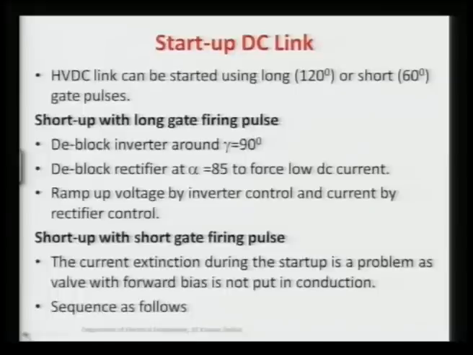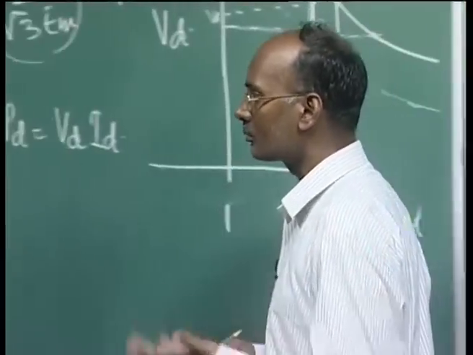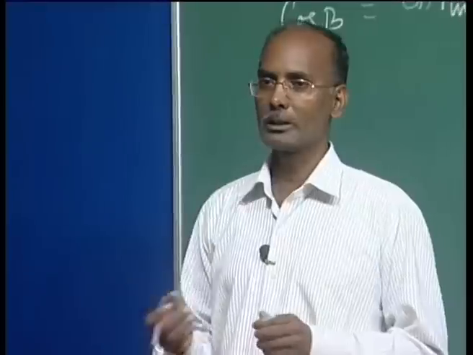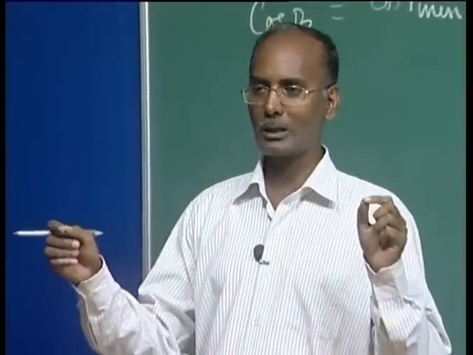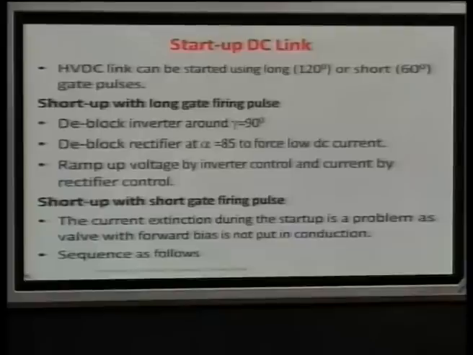Now, another concern here: how can we start or stop our link, how can we go ahead with this? So, in general, this HVDC link can be started by two methods. One is using the long gate pulse, that is, if you are giving the gate pulse of the valve for 120 degree, or you are giving 60 degree. If you are talking about the short pulse, then it is 60 degree, and if you are talking about the long pulse, it is 120 degree.